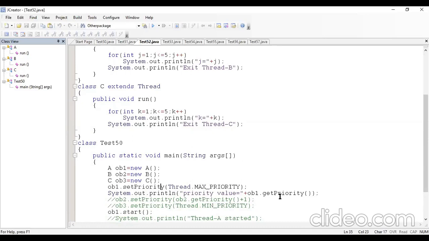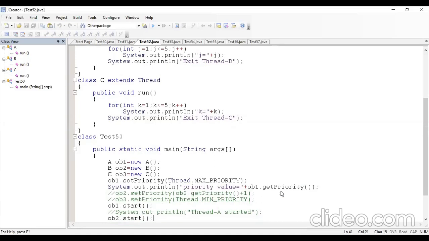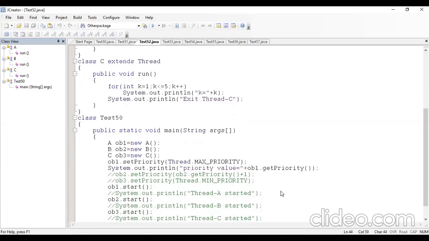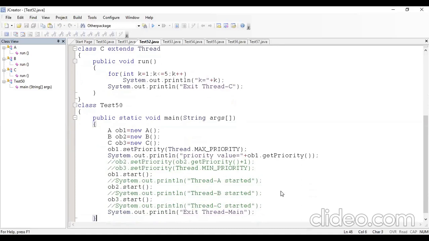Fine. And at the same time, I am printing the value of OB1 dot get priority. That means I'm getting the value of the priority of thread OB1. Fine. Next, what I've done, OB1 dot start, OB2 dot start and OB3 dot start. Before that, I have done two things. One is OB2 dot get priority plus 1. What is the meaning of this? Using set priority, what can we do?